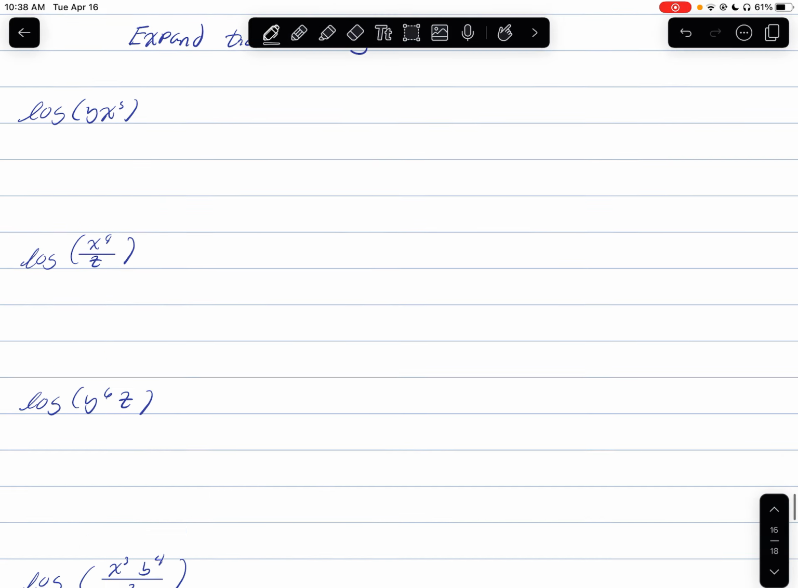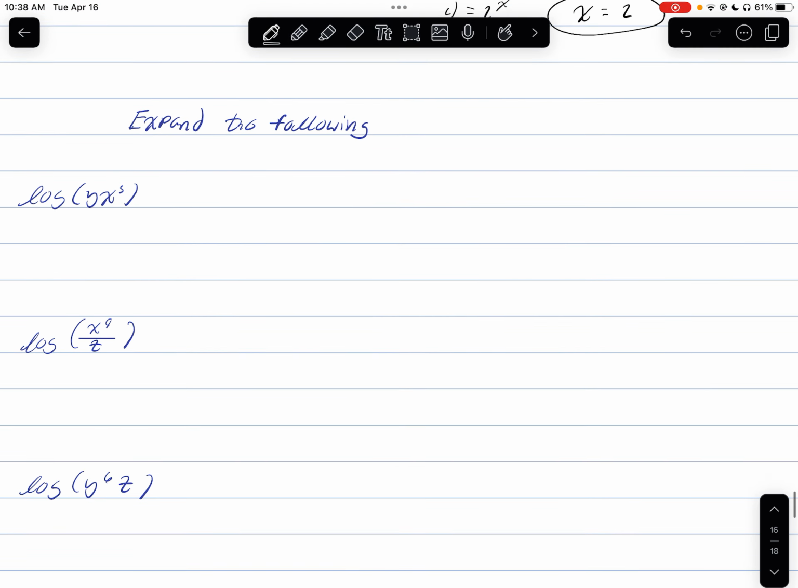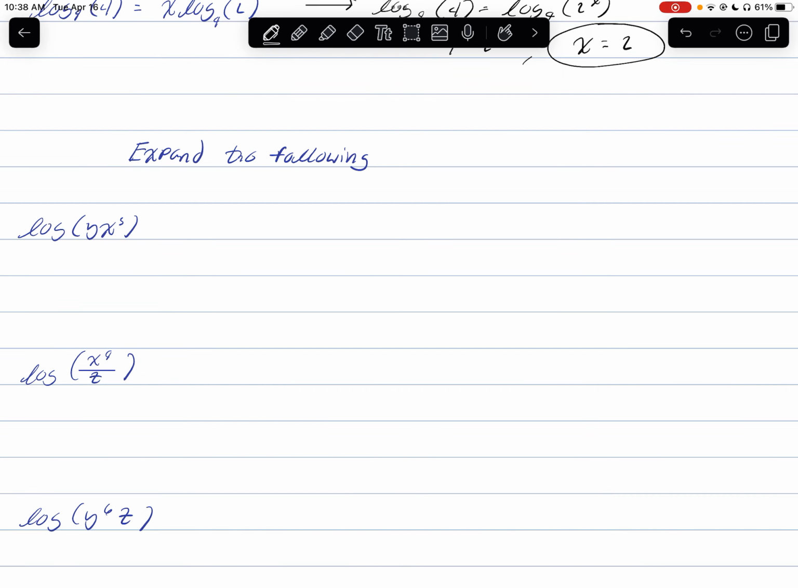Okay, so now let's see, instead of solving equations, if we can maybe expand and contract different logarithmic expressions given these basic rules. Okay, so let's expand these. We have log of y times x to the third, and we're going to see if we can write this as expanded as possible. Right away we see we have a product of y and x to the third. So that means we can write this immediately as log of y plus log of x to the third.